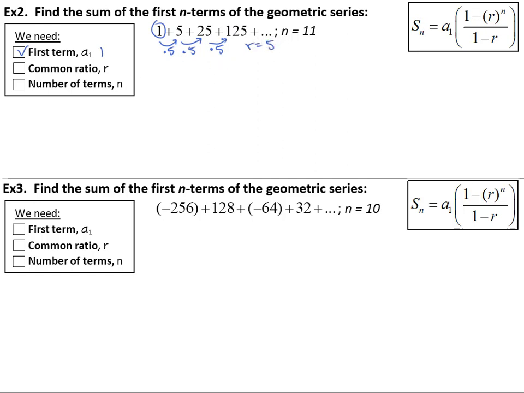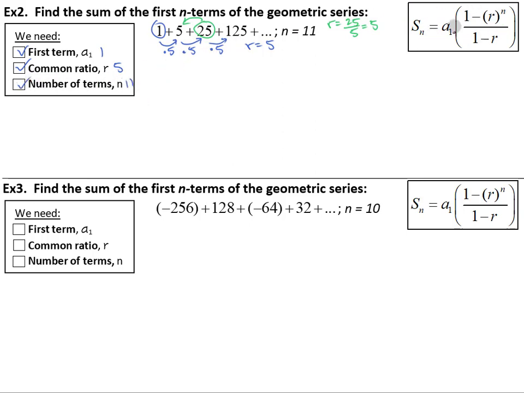Now again, remember you can always find the common ratio by taking any term and dividing it by the previous term. So 25 over 5, which does simplify to 5. So that's an alternate way of finding it when it's not as obvious. Okay, we got the common ratio. It's positive 5. Next, we need to know how many terms we're adding up. And here, it actually just told us n is 11. So we're adding up the first 11 terms.